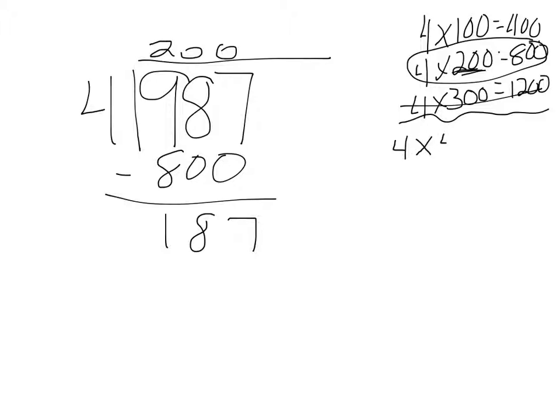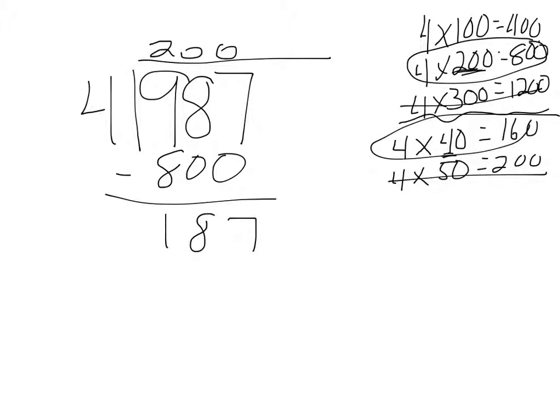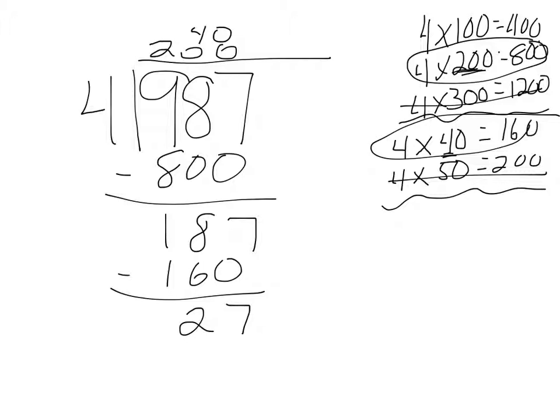Well, 4 times 4 tens is 160. 4 times 5 tens is 200. So we'd gone over. So we've got to use that 40 number. 40, that's 160. Do the subtraction. We get 27. So we have 27 ones.